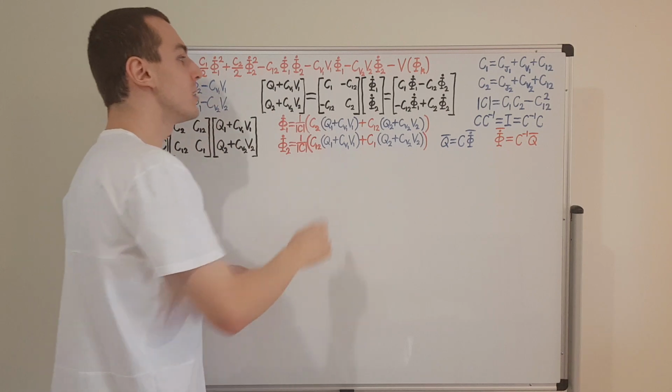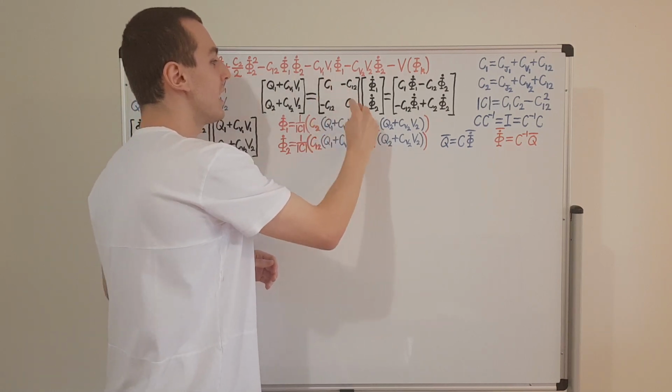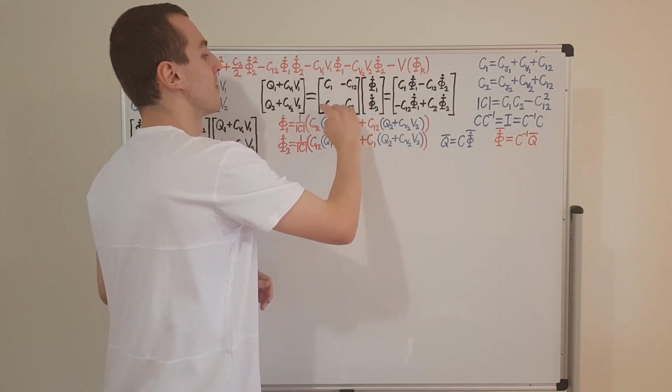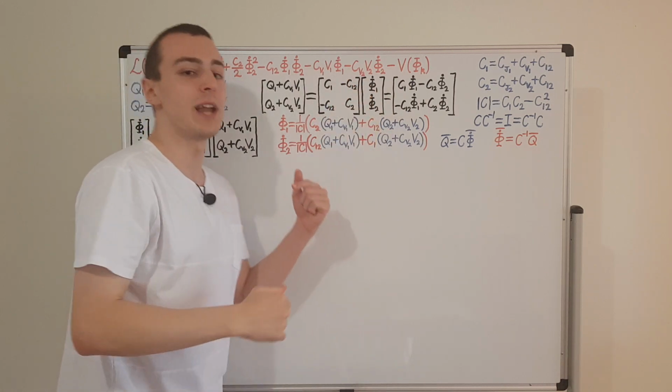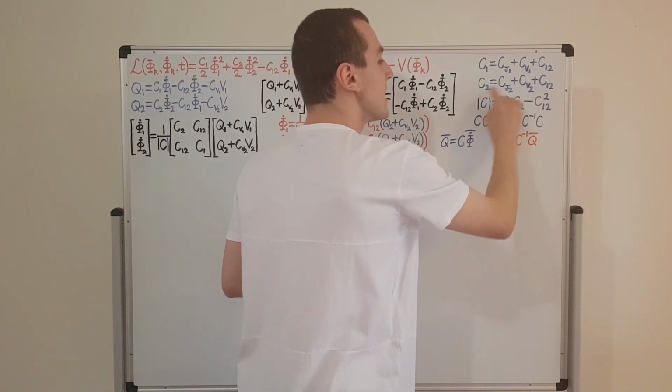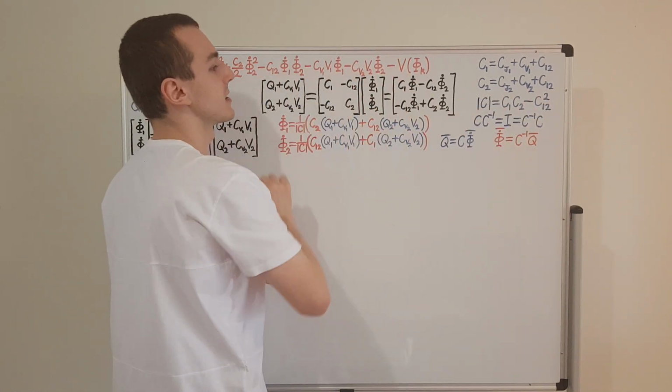So when we take the determinant, we need to take the product of C1 and C2 and subtract off the product of these two terms over here. So we're going to have minus times minus, and then we have another minus, and that's going to give us this combination. So this is the determinant of this matrix.